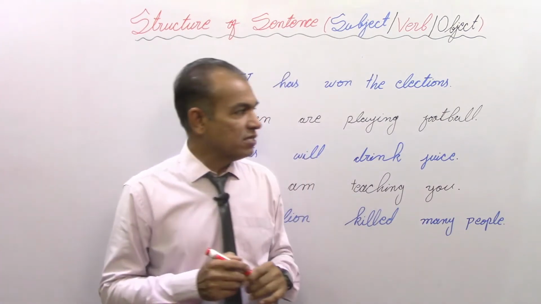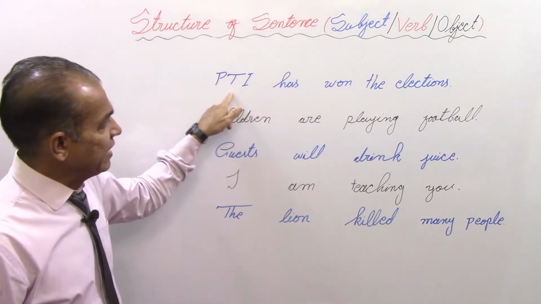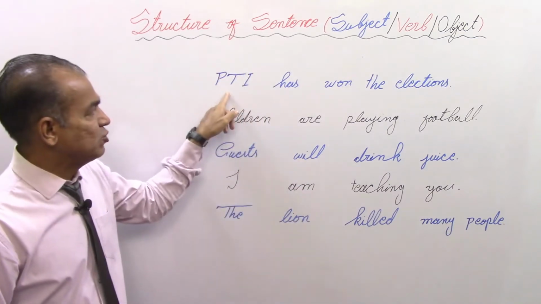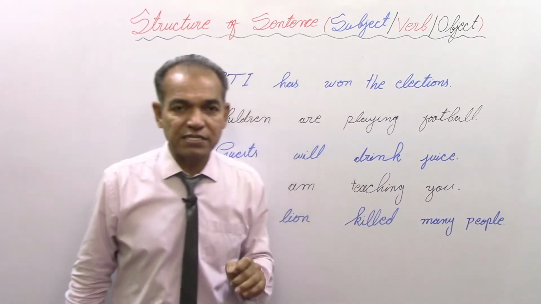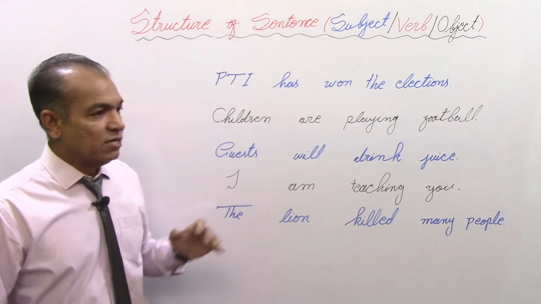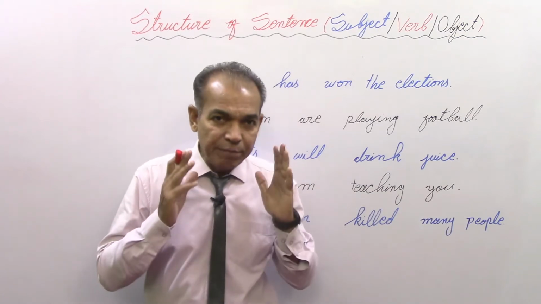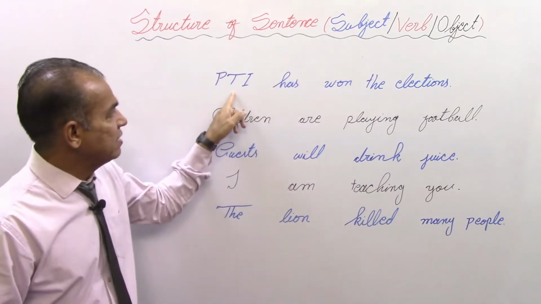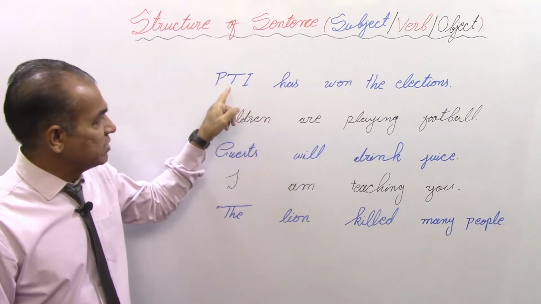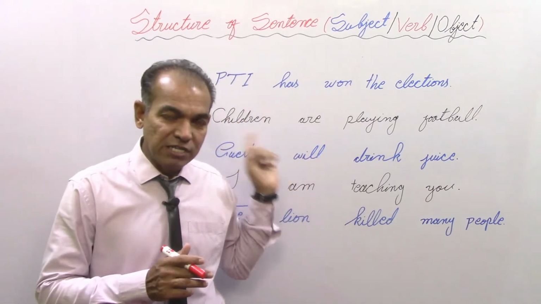Let's try to understand with the help of some examples. The first sentence: PTI has won the election. PTI is the name of a political party in Pakistan. When I say PTI has won the election, just think about who I am giving you information about. I am giving you information about a party, PTI, Pakistan Tehreek-e-Insaf. It means I am talking about this political party.